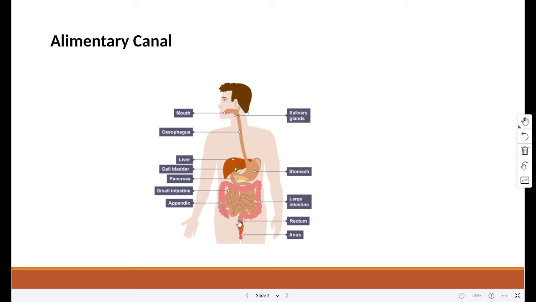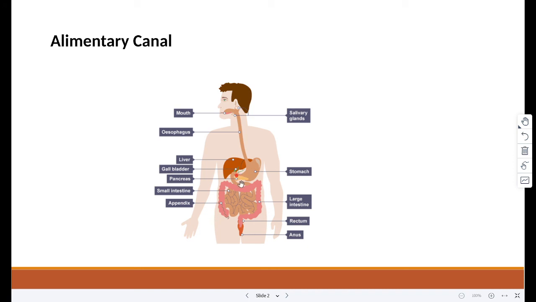In the middle, we have the pancreas, the liver, and the gallbladder. So we are going to start with the liver. So the liver produces bile to emulsify fats, basically large droplets into smaller droplets. Then we have the gallbladder. So bile is basically stored in the gallbladder.